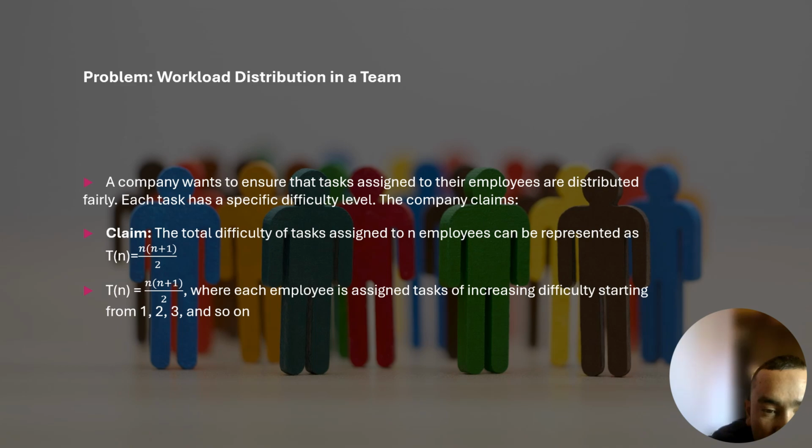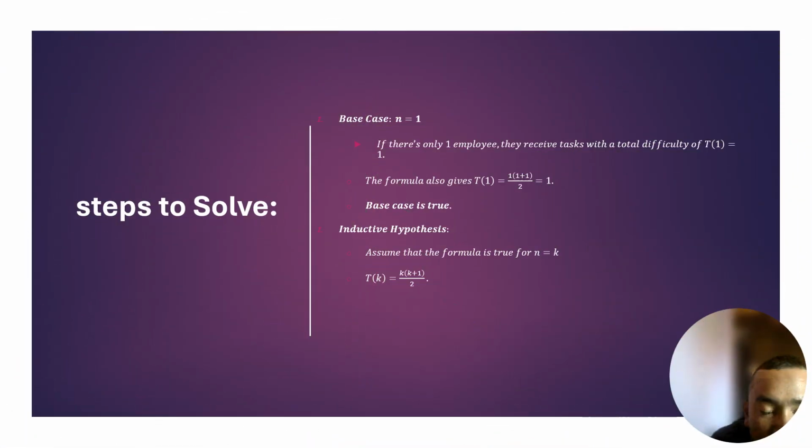Okay, next we are going to solve it this way. First the base case: we take one employee, only one employee, who receives the task of total difficulty 1, easy work that has to be done. From the base case we move to the inductive hypothesis. So for that we write k in place of n, so Tk equals k bracket k plus 1 upon 2.